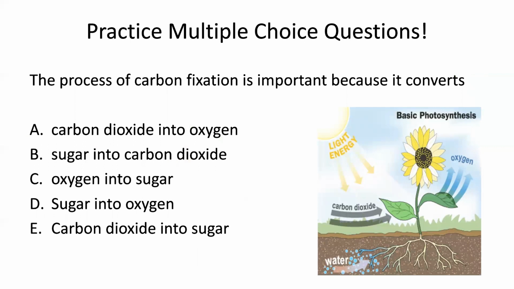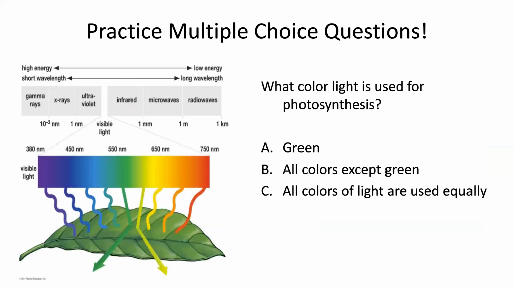So here's a practice multiple choice question for you. The process of carbon fixation is important because it converts... And if you said E, carbon dioxide into sugar, you are correct. Fixation means to take something that's inorganic and make it organic. The carbon dioxide in the air is inorganic, and once it's in the form of sugar, it's organic and we can use it. What color light is used for photosynthesis?